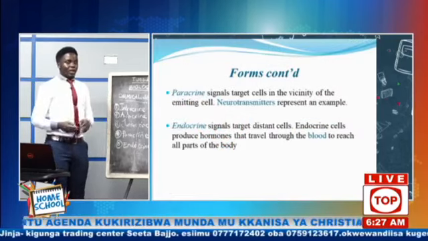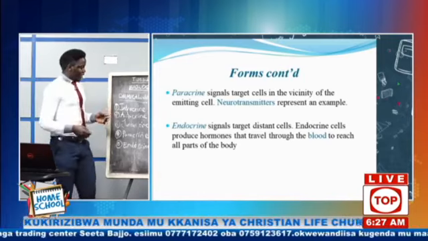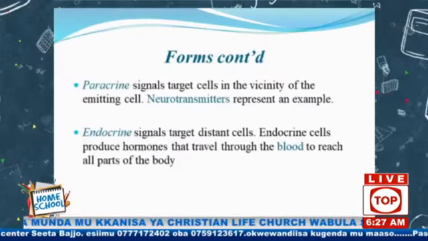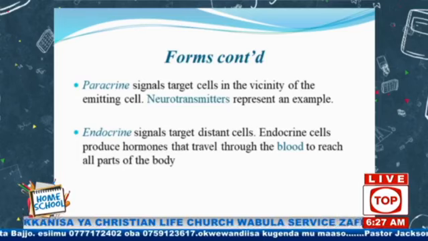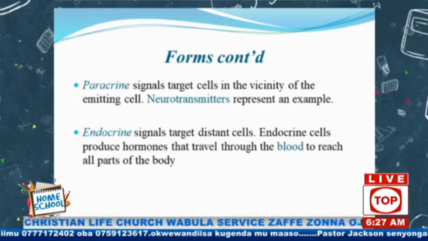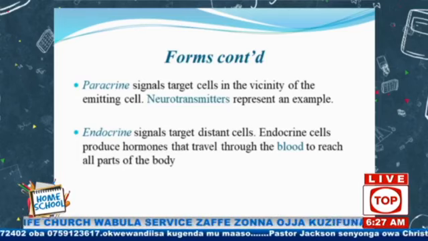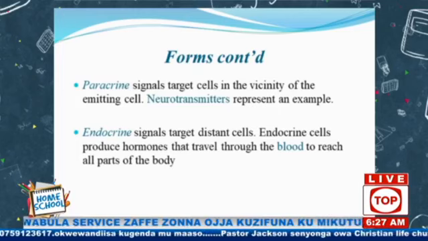Paracrine signals target cells in the vicinity of the emitting cell. We have one cell close to the next one producing a signal that is going to attach to the cell that is directly adjacent to it.